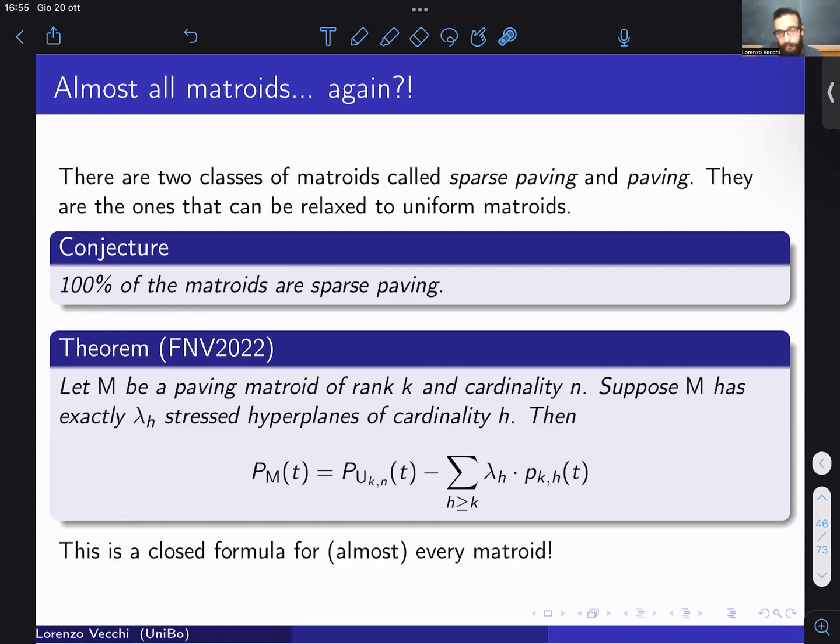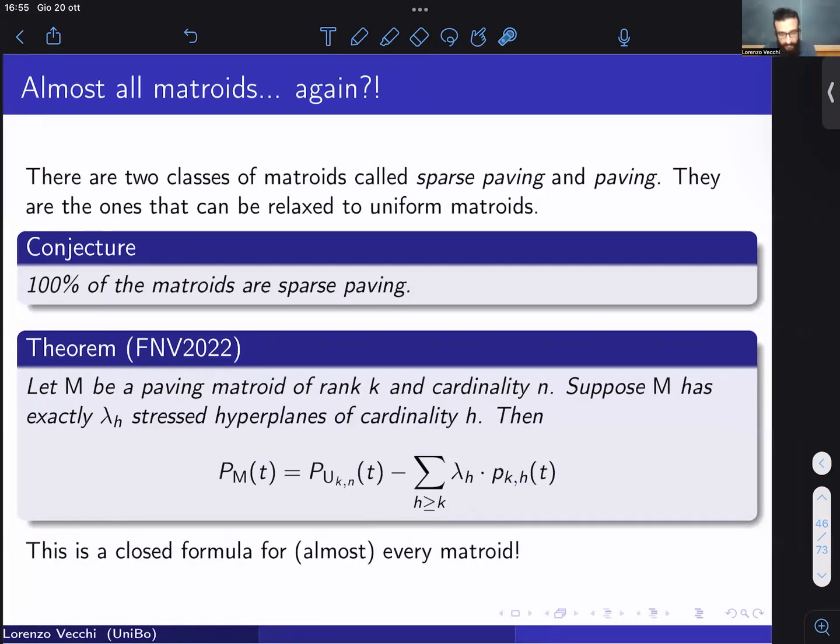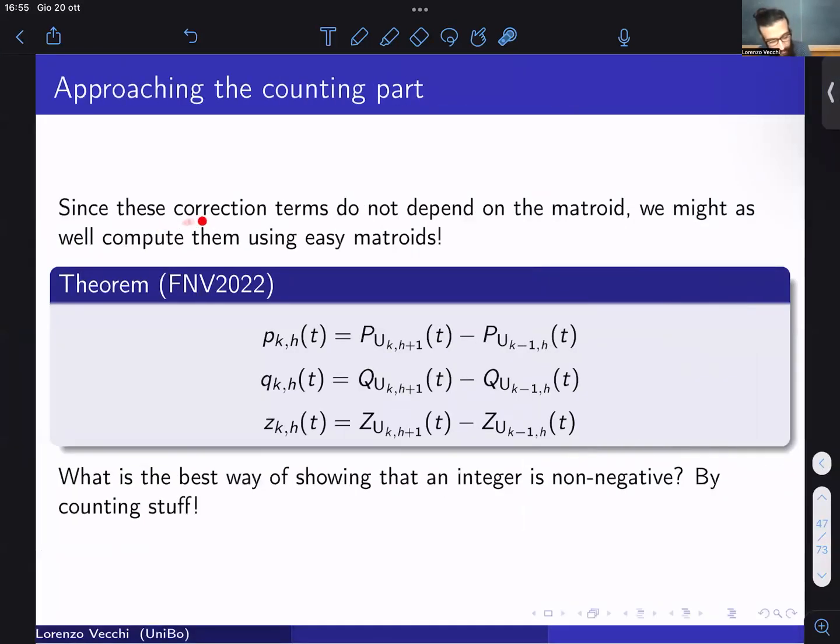And now you might argue, okay, this is a closed formula if you're able to give me a closed formula for this correction term, because otherwise, if I have a recursive formula for it, I just shifted the problem 1 step after. So can we find a closed formula for this correction term? And the answer is yes. Because since these correction terms are proved to not depend on the matroid, we can compute them using easy matroids. So for example, we show in our paper that these correction terms are actually a difference of Kazhdan-Lusztig polynomials of uniform matroids, for which we have a closed formula.